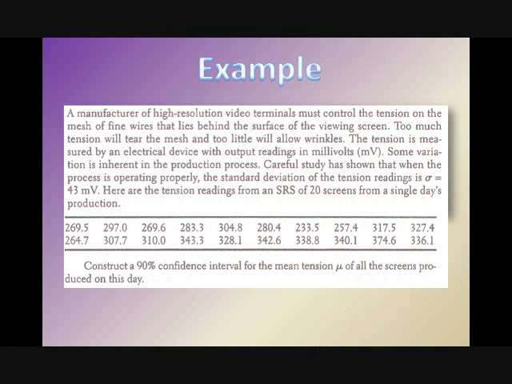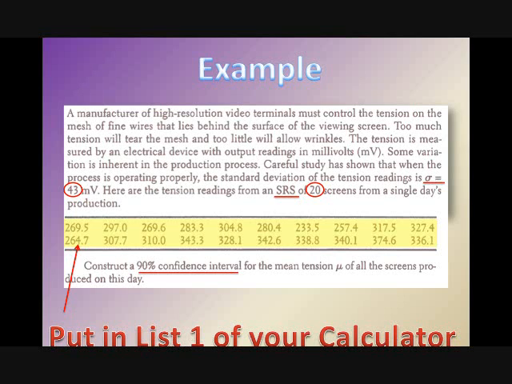Let's look at an example. A manufacturer of high-resolution video terminals must control the tension on the mesh of fine wires that lies behind the surface of the viewing screen. Too much tension will tear the mesh, and too little will allow wrinkles. The tension is measured by an electrical device with output readings in millivolts, or MV. Some variation is inherent in the production process. Careful study has shown that when the process is operating properly, the standard deviation of the tension readings is 43 MV. Here are the tension readings from an SRS of 20 screens from a single day's production. Construct a 90% confidence interval for the mean tension mu of all screens produced on this day.